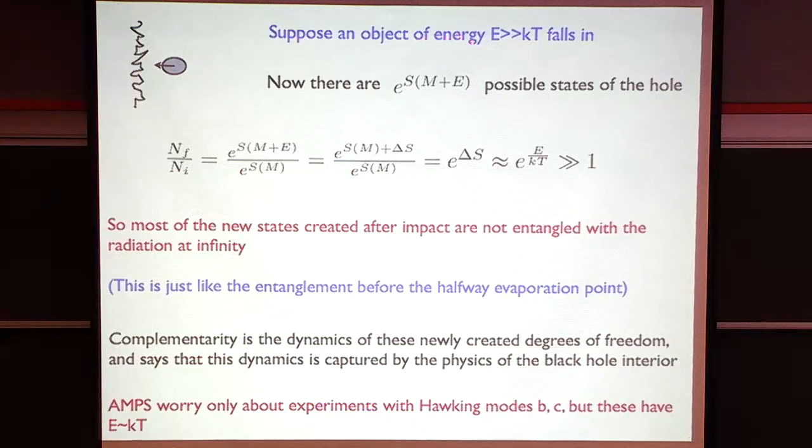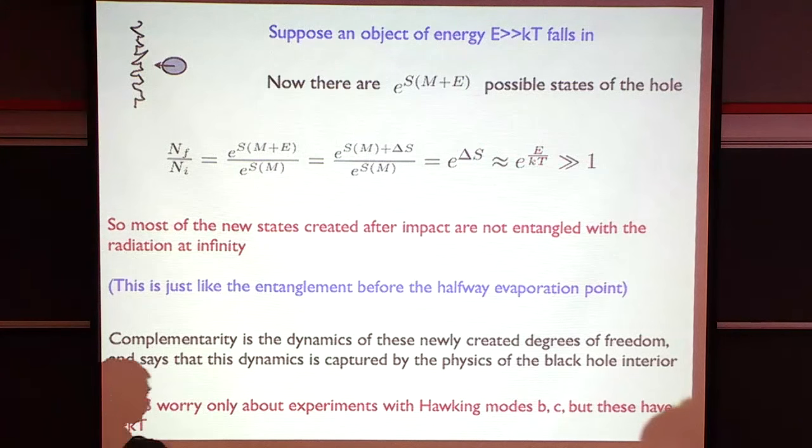Okay. And now you throw in some object, and I do want to be careful that the energy I'm throwing in is much bigger than kT. And now there are going to be e to the S of this new mass states of the whole. And so the number of states I have after this object falls in, divided by the number of states I had before, you can just see is e to the delta S. But delta S, since T dS equals dE, is E over kT, and it's much bigger than 1.